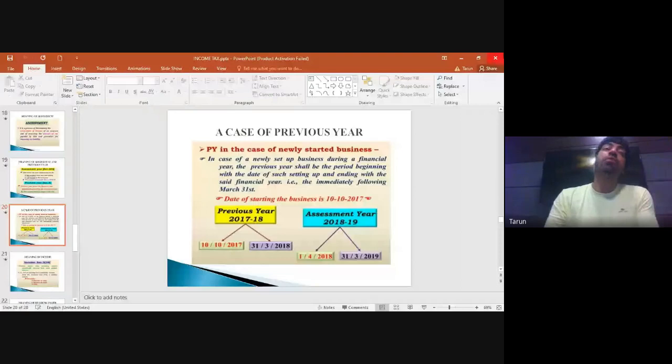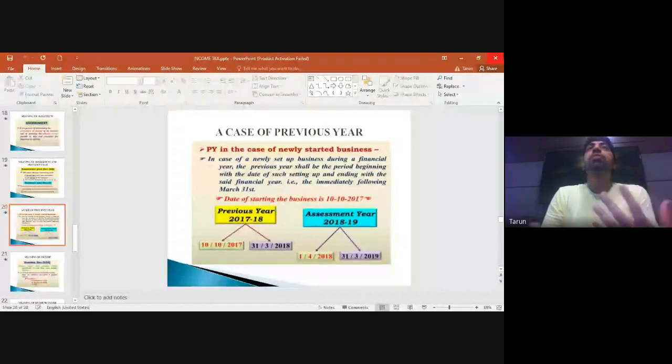Whether you go to the US, how the previous year and assessment year are to be calculated, the same way would be calculated. If you go to Canada, if you go to India, if you go to England, the same particular rules are applicable to you.